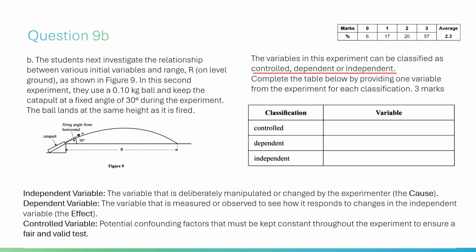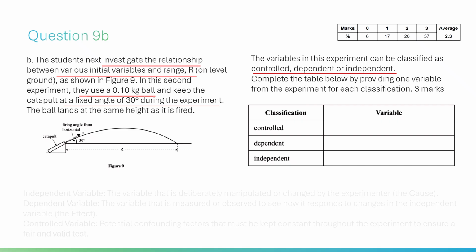Controlled variable: potential confounding factors that must be kept constant throughout the experiment to ensure a fair and valid test. Logical breakdown of the problem. Based on the prompt's description, the students next investigate the relationship between various initial variables and range, as they use a 0.10 kilogram ball and keep the catapult at a fixed angle of 30 degrees.